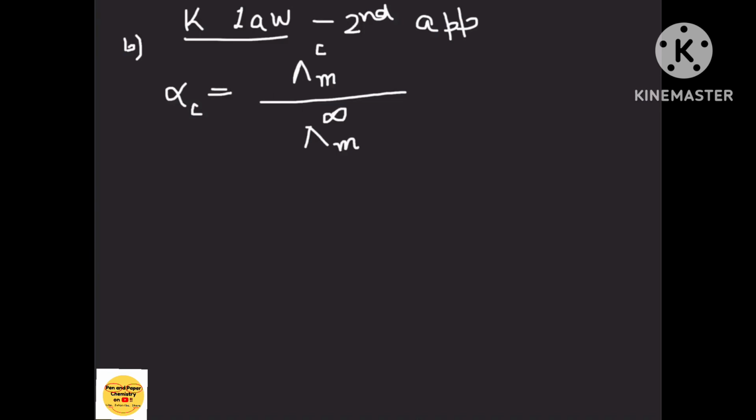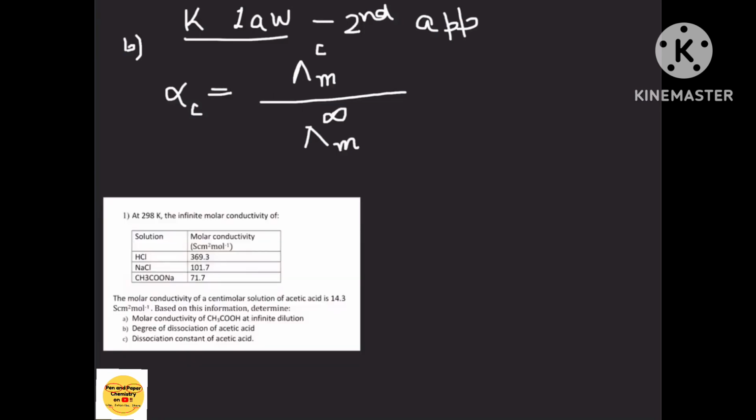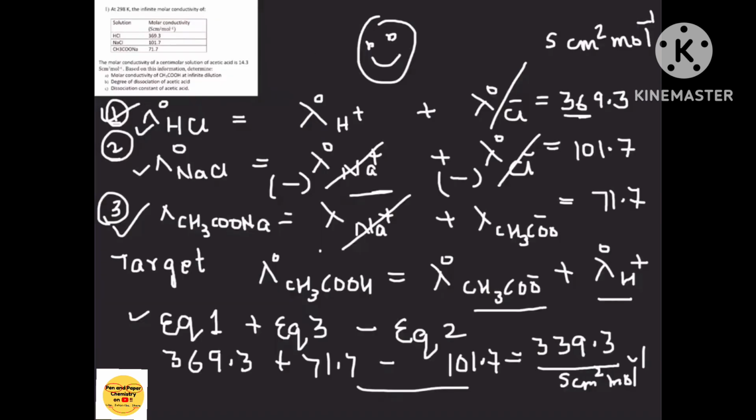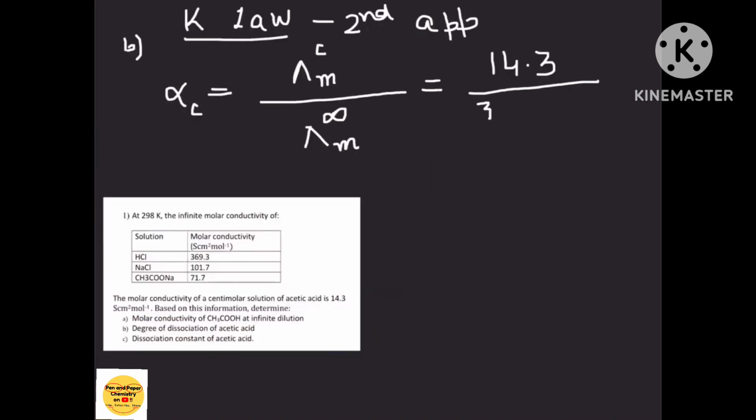Let's go back to the question and see what is provided to us. The molar conductivity of a centimolar solution, this is what the question says, is 14.3. That means this is the molar conductivity at concentration C divided by the molar conductivity at infinite dilution. What was the value we got? 339.3. So we input that value, 339.3. What do we get over here?